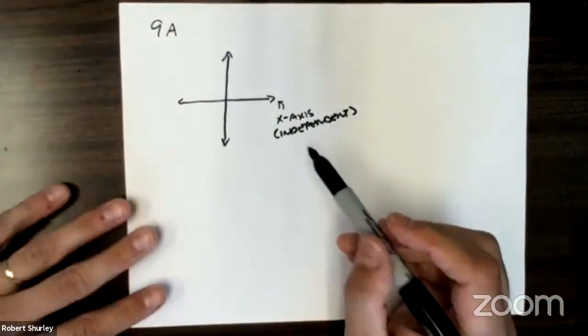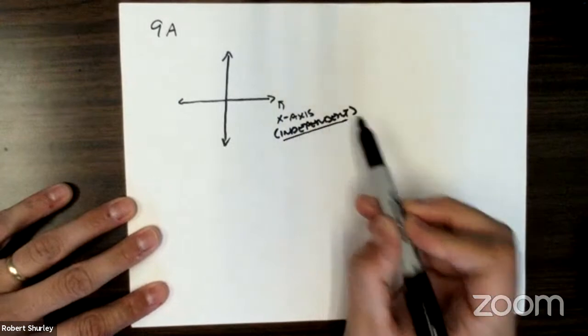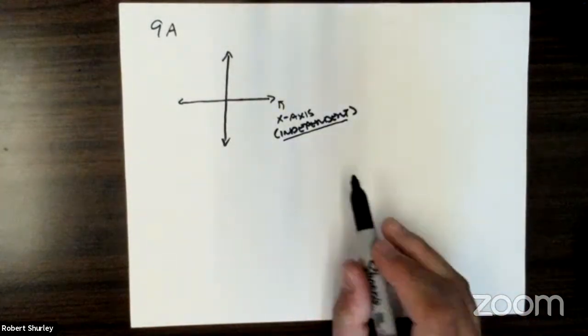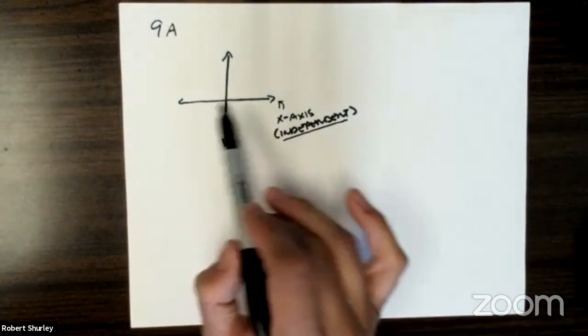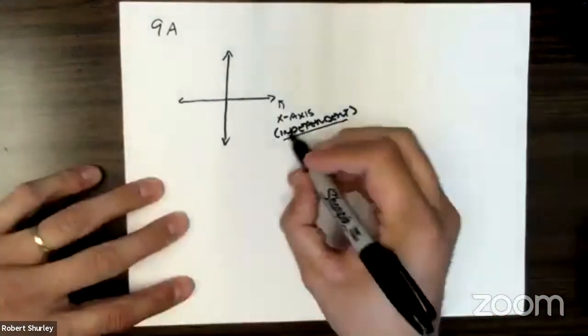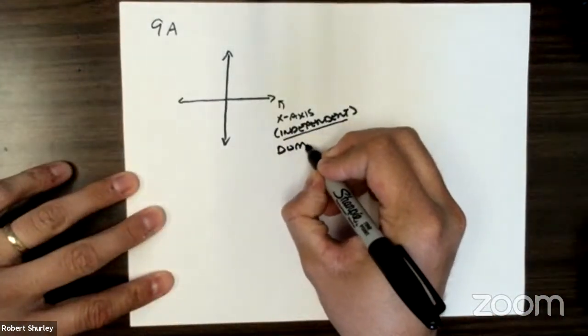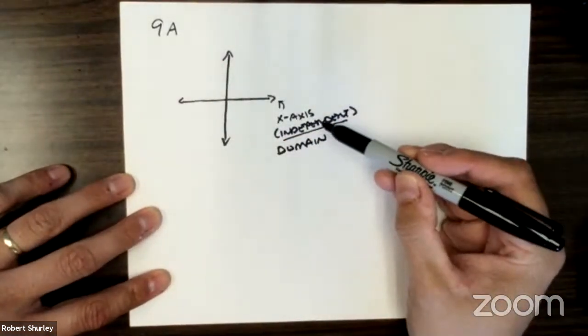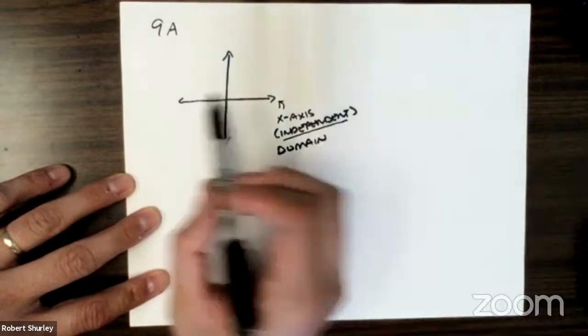The book uses this term a lot in this section, so I want to show you where it comes from, and we'll talk more about it once we get into the word problem aspect of it. So the x-axis is right here. Independent. What else? Oh, it's also called the domain, right? Our domain is this x-axis. So x-axis, independent variable, and domain are all right here.